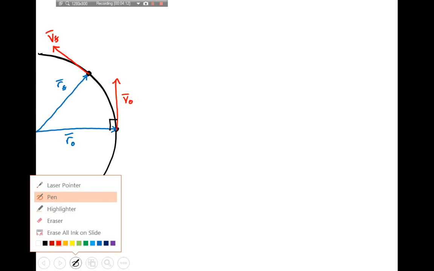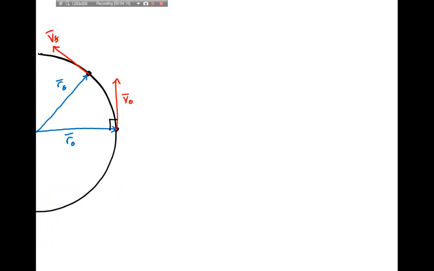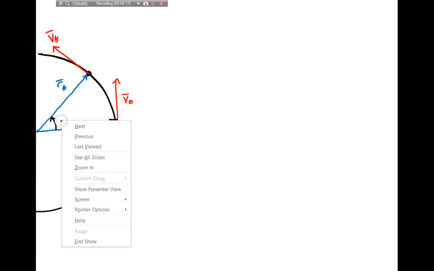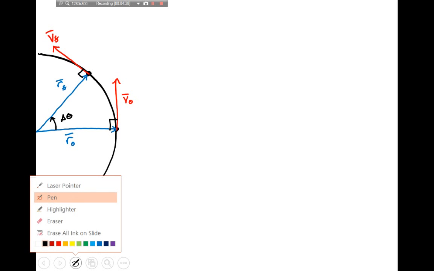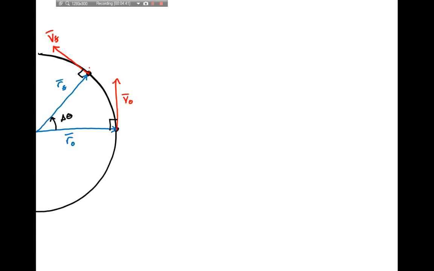So I could describe the change in the object's position using this angle right here. So this is the sort of angle that the object has traveled through in its circular path. Okay? Now, as I mentioned before, the velocity vector is always 90 degrees with respect to the position vector. So if my position vector rotates through an angle delta theta, my velocity vectors will also rotate through that same angle. So, for example, if I take my initial velocity vector and I move it up here, this angle between my initial and final velocities is equal to delta theta.